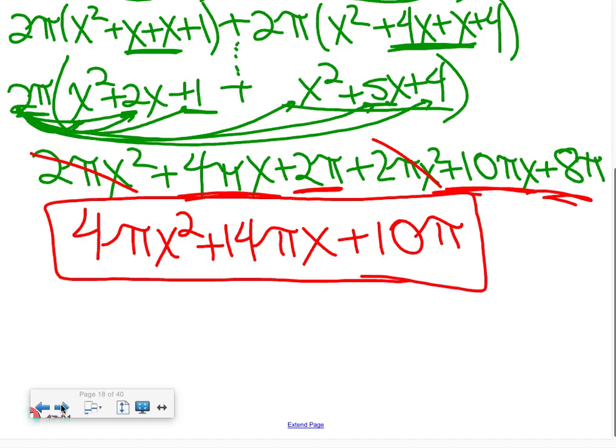And if we're looking here, there is an answer that looks like that. That is C, so you can circle C.